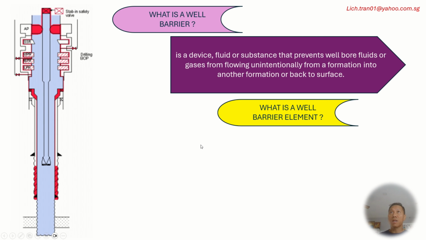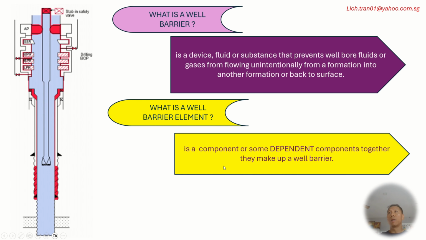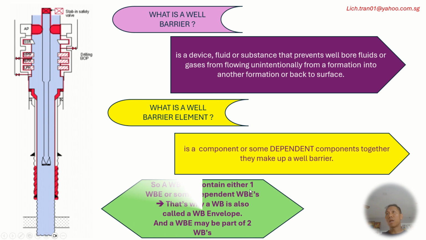Secondly, what is a well barrier element? It is a component or an element, or some dependent components or some dependent elements, that together make up a well barrier. So a well barrier may contain only one well barrier element or some dependent well barrier elements. That's why a well barrier is also called a well barrier envelope, because it's an envelope containing either one element or some dependent elements in it. And remember, a well barrier element may be part of two separate well barriers.